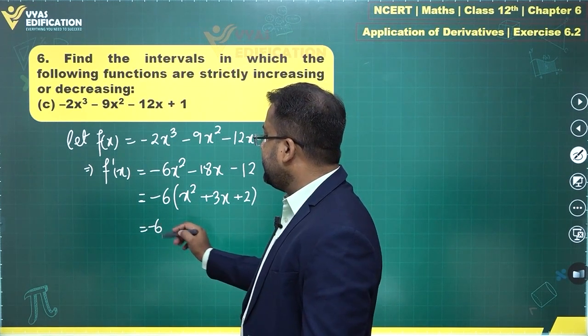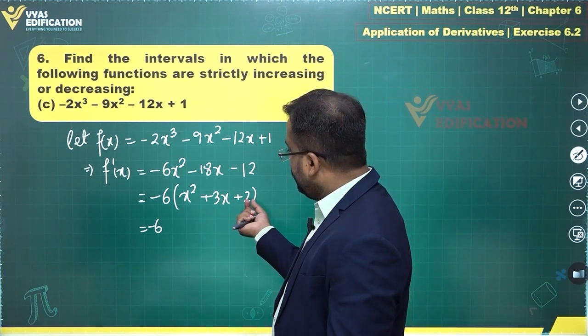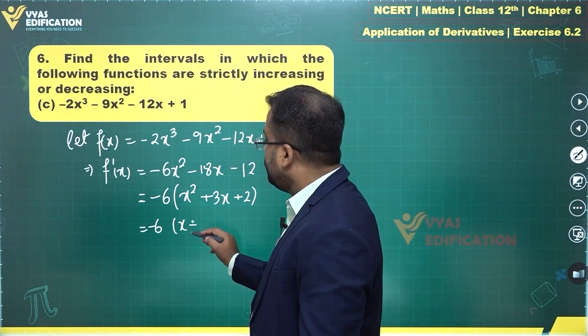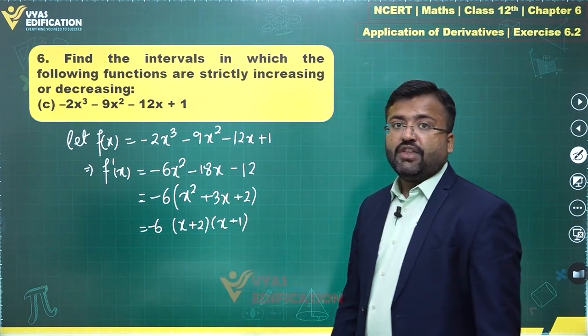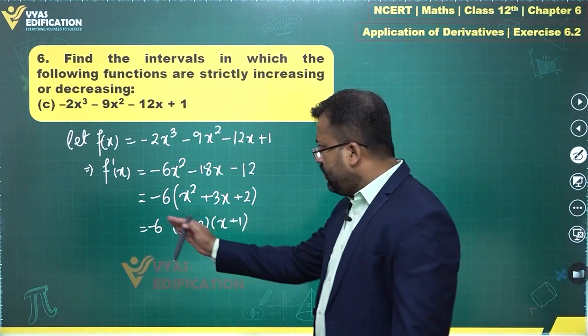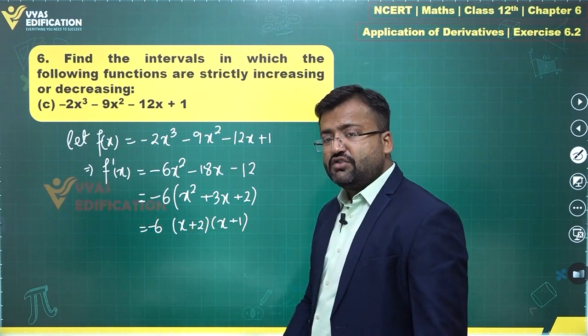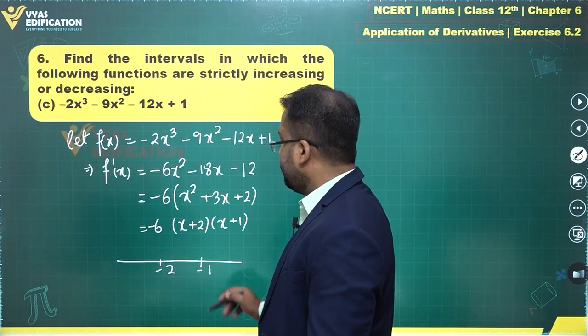Let's factorize this using splitting the middle term. This can be done as 2 times 1. This is 2 plus 1, right? So (x plus 2)(x plus 1). This is the factorization of this, right? And can you note that f prime x will be 0 at x equals minus 1 and x equals minus 2, right? At minus 2 and minus 1.